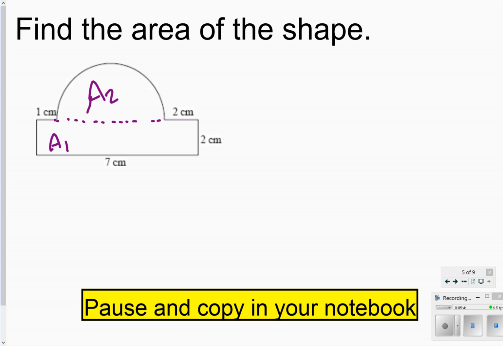So for area 1, we know that this is 7 and this is 2. So 7 times 2 is 14, and it's centimeters. Well, now let's do our area 2, our half circle.